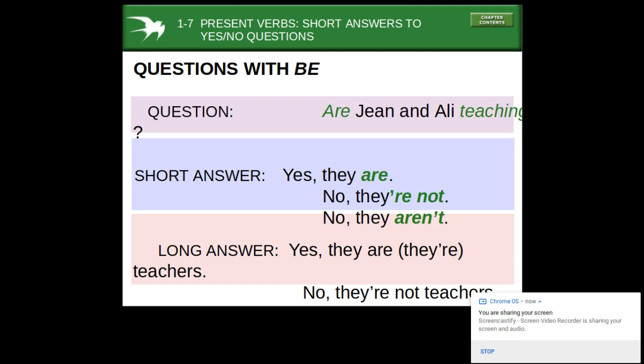Are Jean and Ali teaching? The question mark should be over here. There's something a little bit messed up with this presentation. Yes, they are. No, they're not. No, they aren't. Yes, they are teachers. No, they're not teaching. I'm sorry, they made a mistake here. Look at this one. Are they teaching? Yes, they are. I should say teaching, not teachers. Sorry about that. No, they're not teaching.